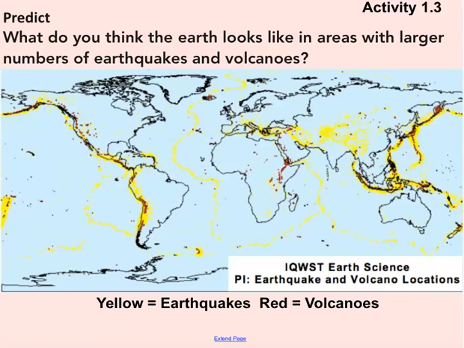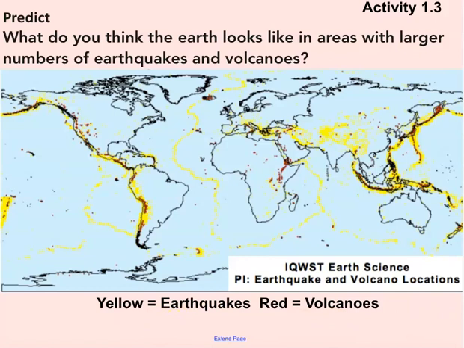So first thing I'd like you to do is make a prediction. What do you think the Earth looks like in areas with larger numbers of earthquakes and volcanoes? So here is a map that combines both. The yellow are your earthquakes, so you can see them all over the Earth. And the red, they're a little bit harder to see, but you have some red there, and that's your volcanoes. So what do you think the Earth looks like in areas with larger numbers of earthquakes and volcanoes?